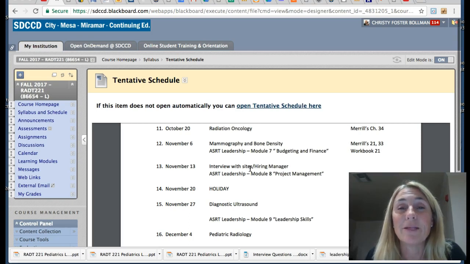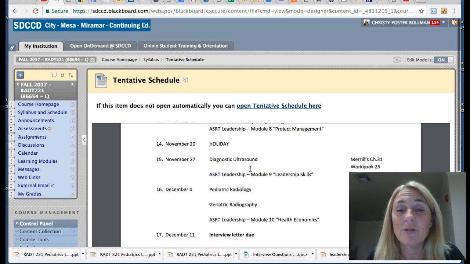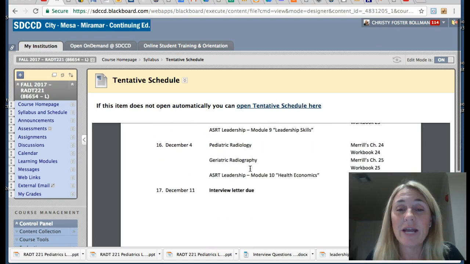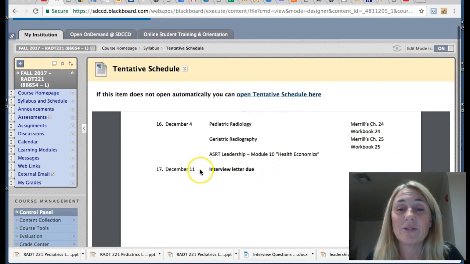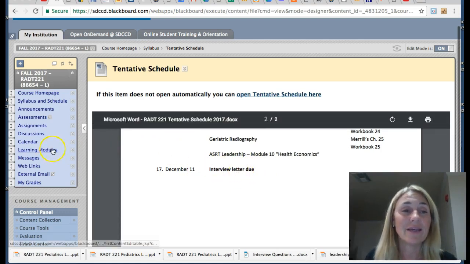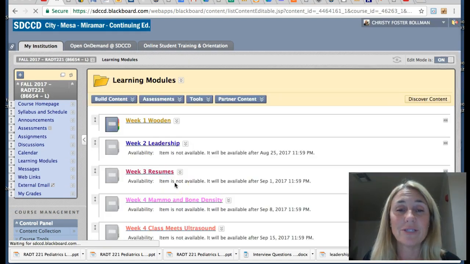So should be good. It's very nerve-wracking. You have to dress up. You have to bring your resume and your cover letter so that you are very well prepared, and it's your trial run, okay? Then we're going to go into ultrasound, pediatric, geriatric, and then your interview letters are due on that last week, okay? So that is there for your schedule.